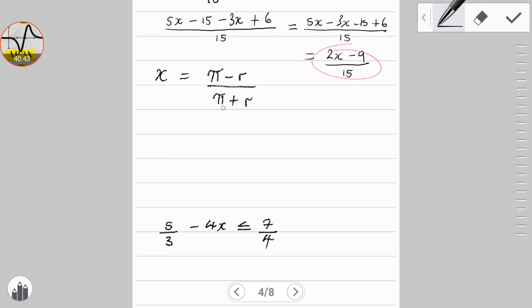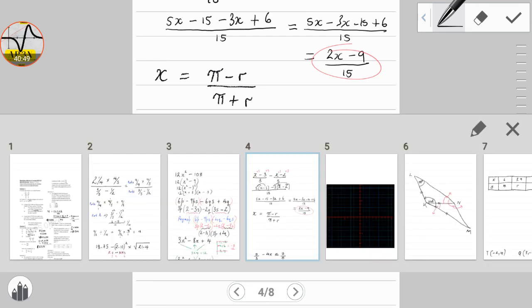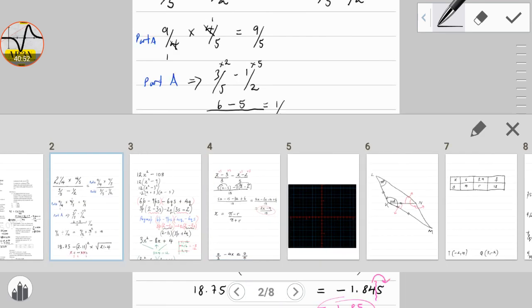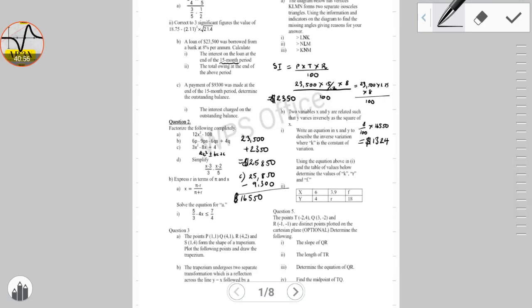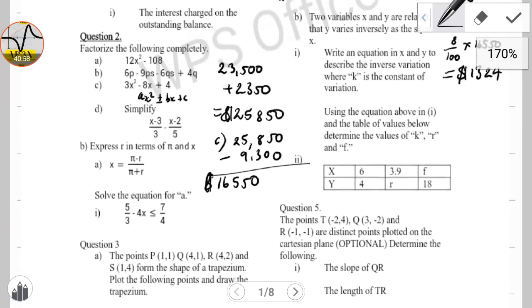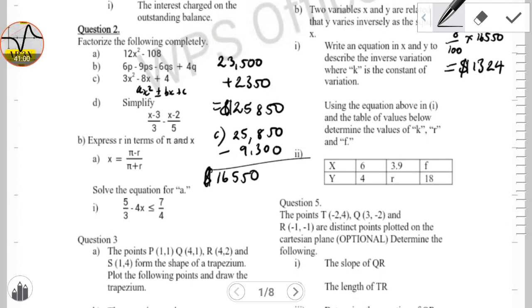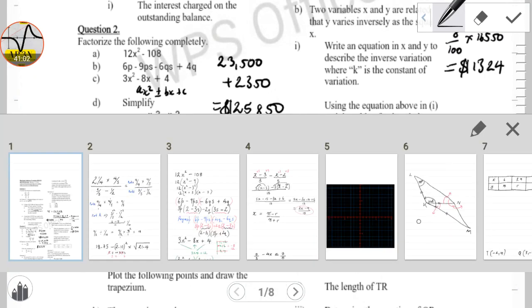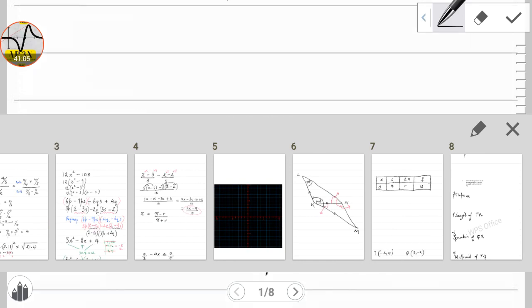So how do we approach this question here? First of all, we have to make, I believe it was R the subject. Let's double check on that. I think it says that we should express R as the subject. Yes, it says express R in terms of pi and x. So how do we do that?